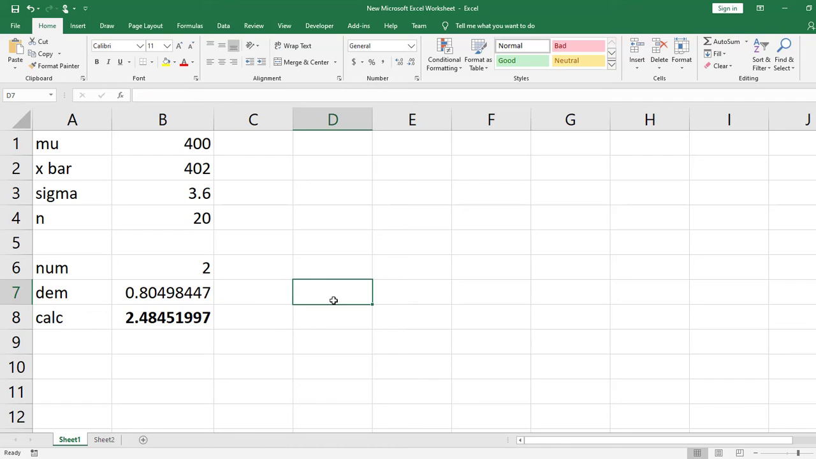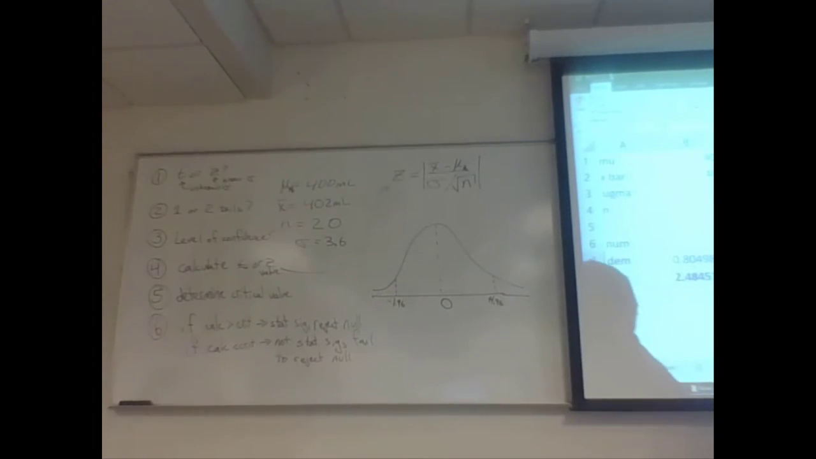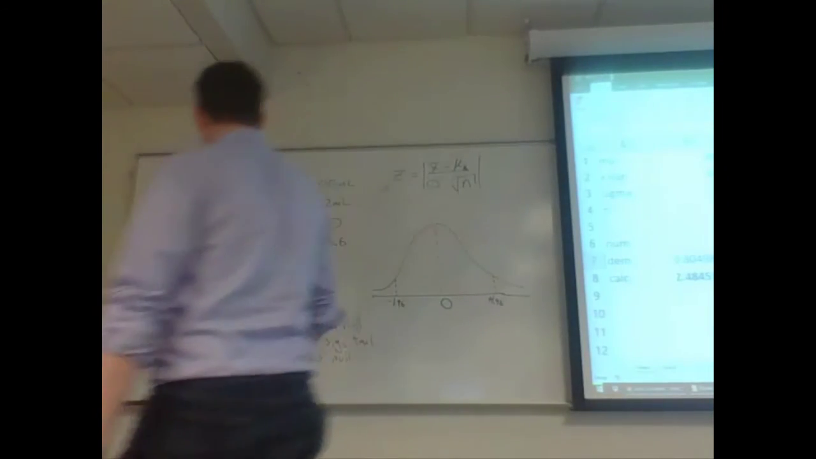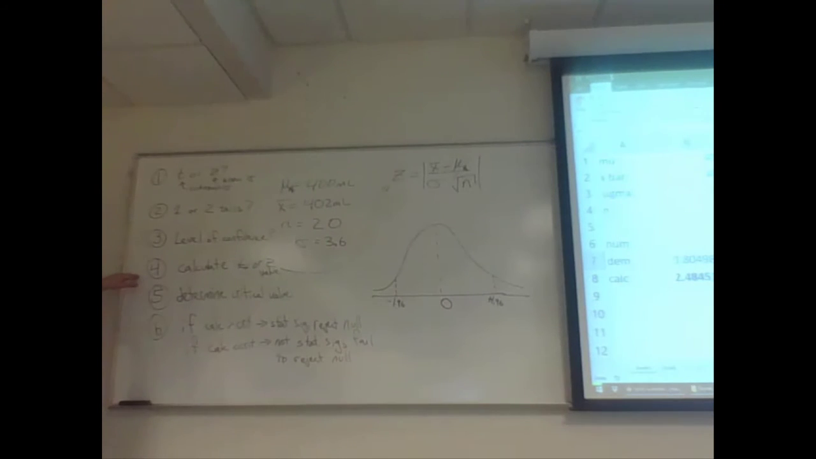What can we conclude about that 2.48? What does that mean? Go back to the list of the things we care about. We calculated our t-value, we got a z-value, right? We know it was a z-score. It's a two-tailed test.